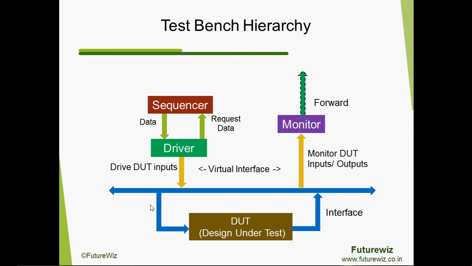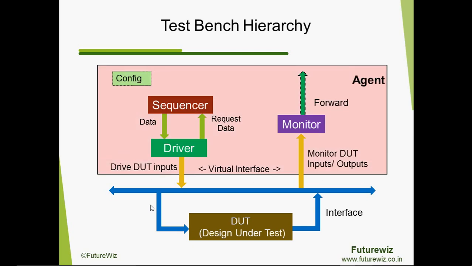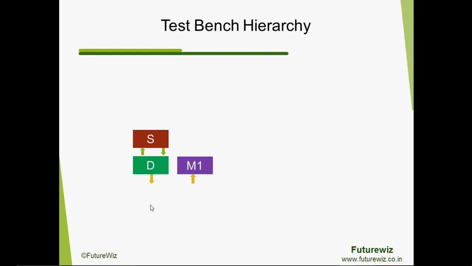Then the monitor tries to sample the interface. The monitor is used for performing the signal-level check. It is used for monitoring the signals of the interface. There's an optional thing: the monitor can also forward the information. Maybe if you want to compare against two scoreboards, then we may require that forward feature. These things are encapsulated inside an agent. The agent has a configuration that can be used for choosing an active agent or a passive agent.